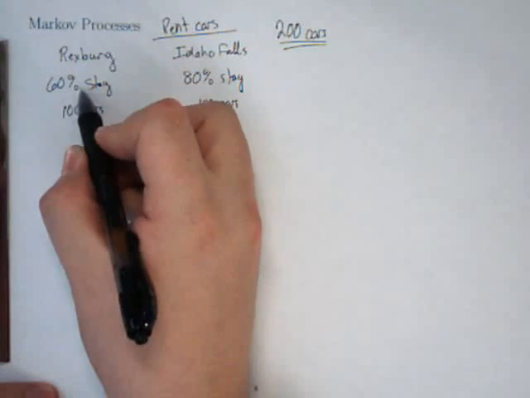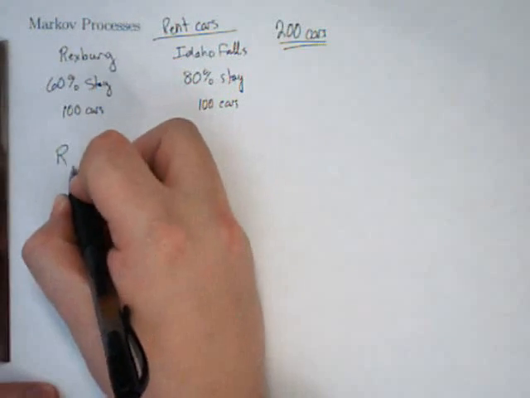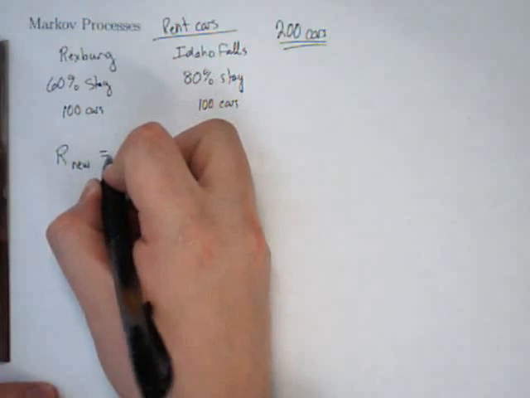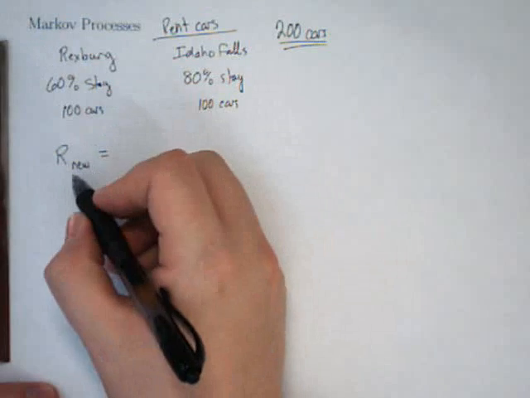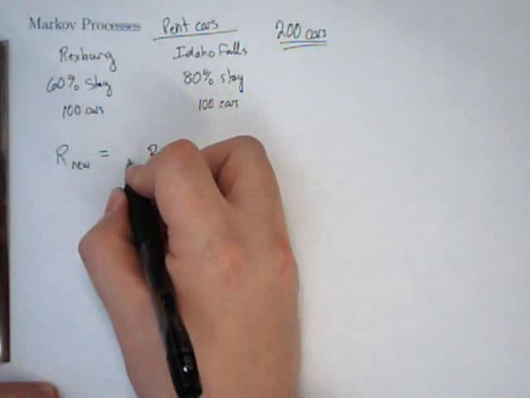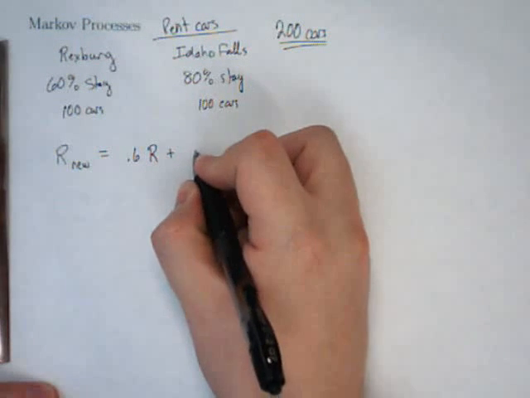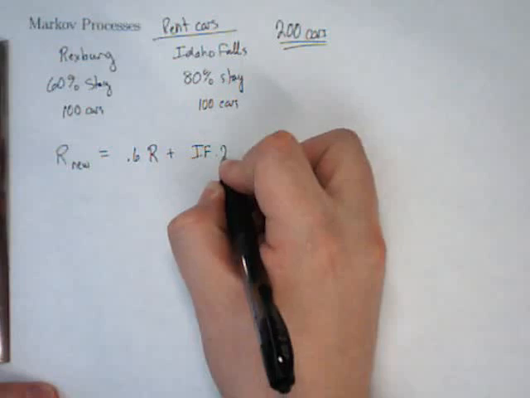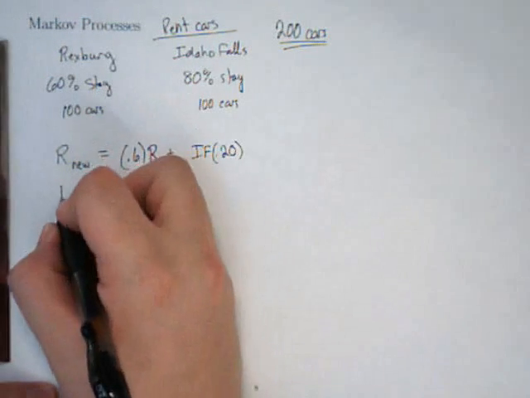The idea is 60% of the cars that are in Rexburg stay in Rexburg. I'm going to write down Rexburg new. I'll write R new. The cars that are going to be in Rexburg in the next week come from what was originally in Rexburg, and we take 60% of those. And then we also have what was in Idaho Falls, and 20% of those end up coming to Rexburg.